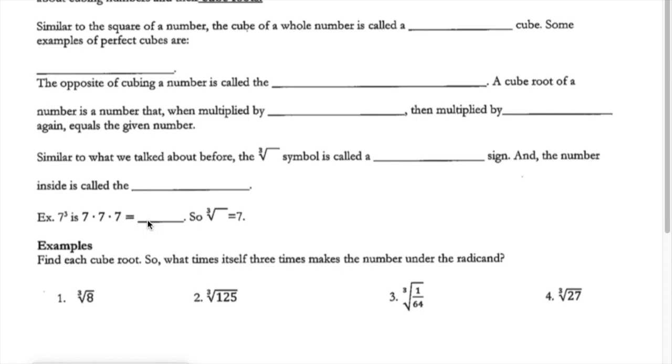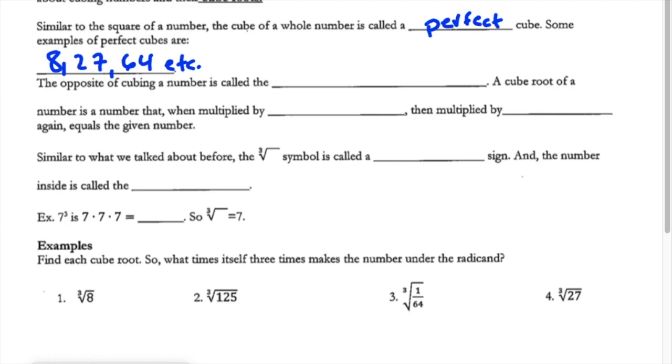At this point, we're going to go ahead and start. Yesterday and the day before, we started talking about square roots and their squares. Today we are starting to talk about cubing numbers and their cube roots. Similar to the square of a number, the cube of a whole number is called a perfect cube. We talked about perfect squares yesterday, so today we're talking about perfect cubes. Some examples of perfect cubes are 8, 27, 64, and we can go on and on.